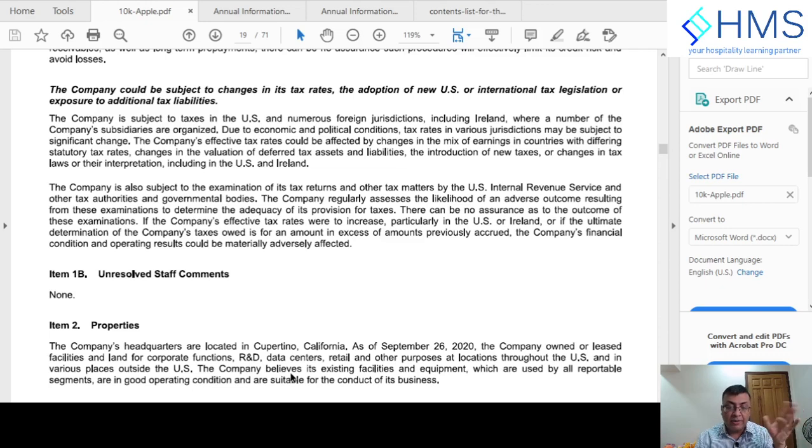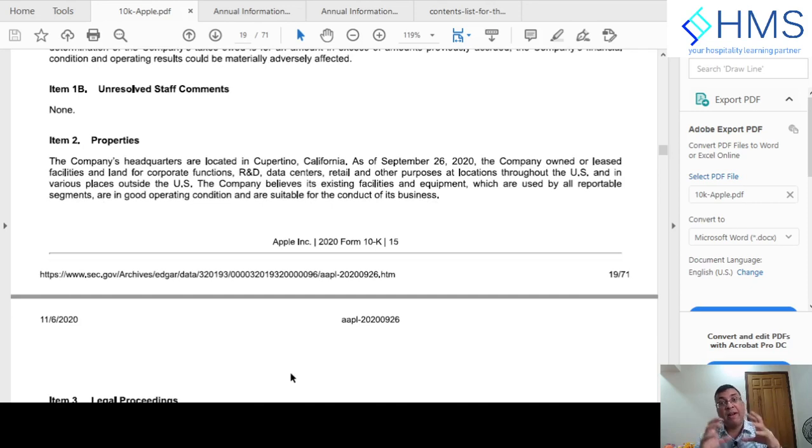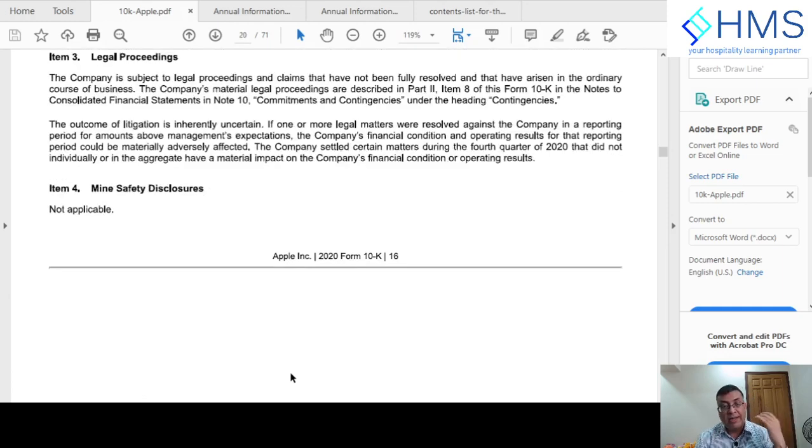Then the second item is unresolved staff comments. There is nothing there. Then, properties: the company tells where the headquarters are, what they own and what they do not own, the leased facilities. They have data centers, and retail and other locations throughout the US and outside the US. They also believe the facilities used by the reported segments are in good operating condition and suitable for the conduct of the business. So they are not giving too many details of the properties, they are just telling where they usually are, and certifying that they are available for use.